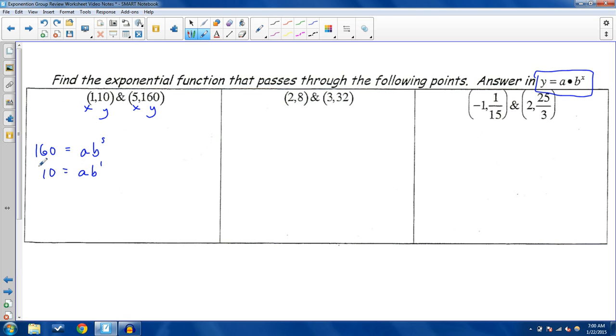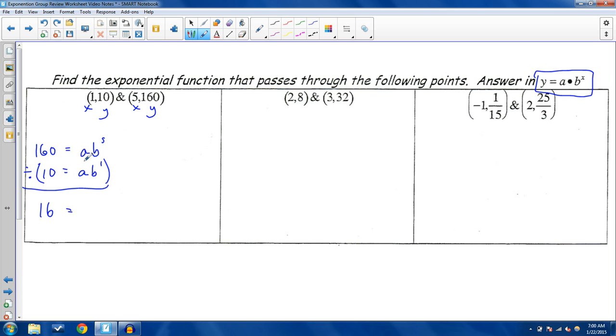If I divide 160 by 10, I can divide ab to the fifth by ab to the first, because 10 equals ab to the first. Really, it's like saying you're dividing by 10 on both sides. The thing is, I don't want to divide this side by 10 per se. I want to divide it by terms that will help me out. So I divide both sides by some value, but it's the same value.